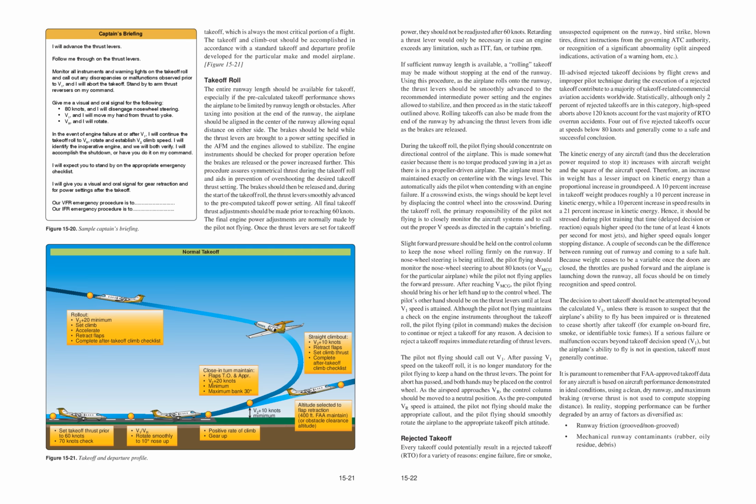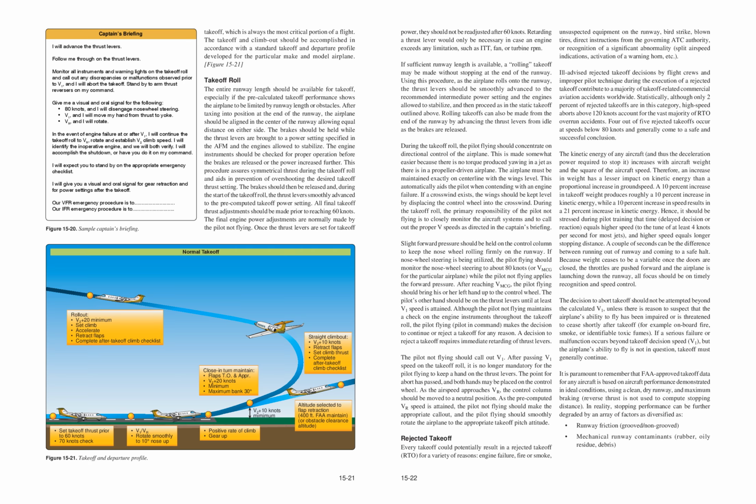During the takeoff roll, the pilot flying should concentrate on directional control of the airplane. This is made somewhat easier because there is no torque-produced yawing in a jet as there is in a propeller-driven airplane. The airplane must be maintained exactly on centerline with the wings level. This automatically aids the pilot when contending with an engine failure. If a crosswind exists, the wings should be kept level by displacing the control wheel into the crosswind.